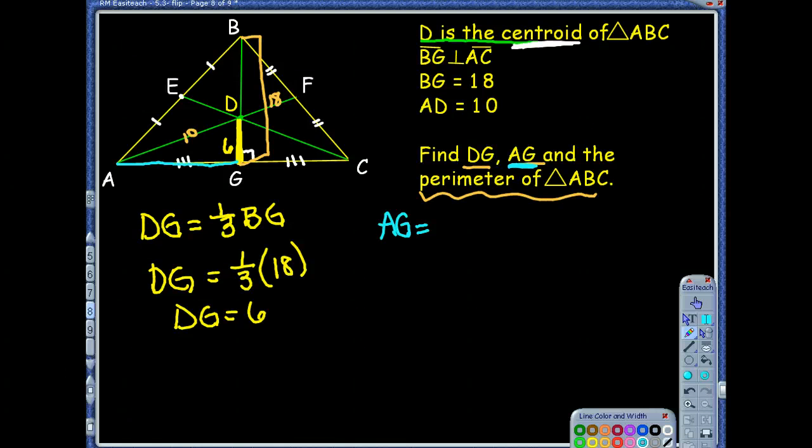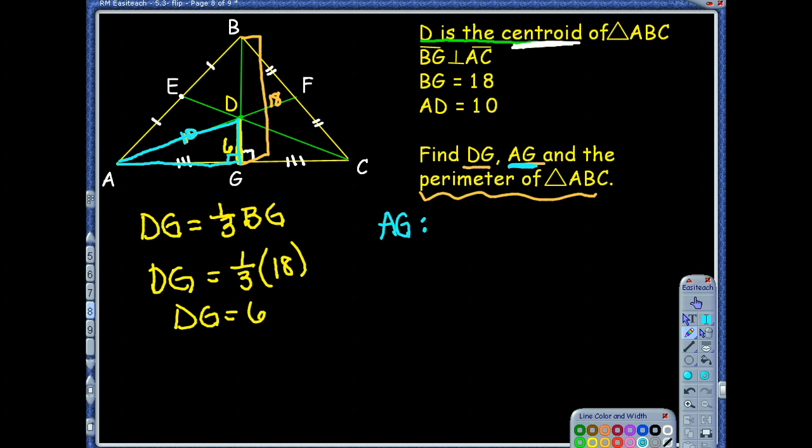So if they gave me AD, I'm going to start thinking about what AD and AG have in common. Well, we also found DG just now, which is 6. I noticed that they form a right triangle. And when you've got two sides of a right triangle, you can use the Pythagorean theorem to find the third. There's not really any relationship with AG and any of the other stuff.